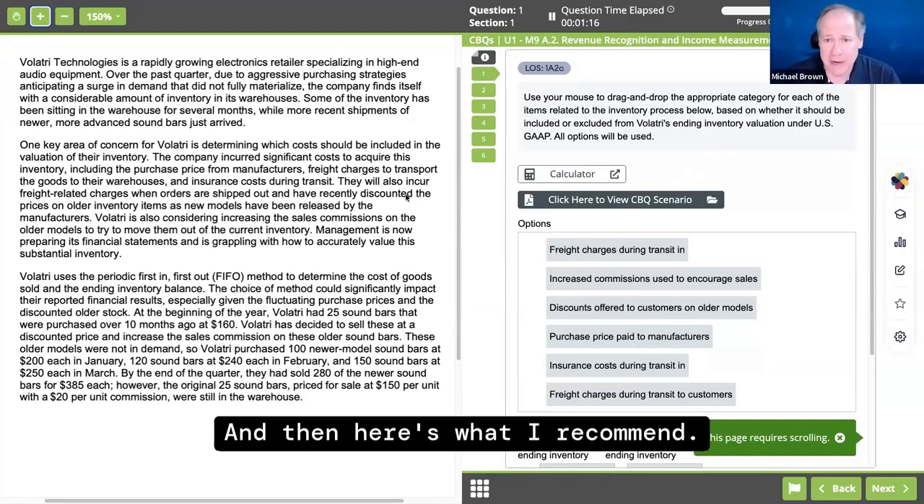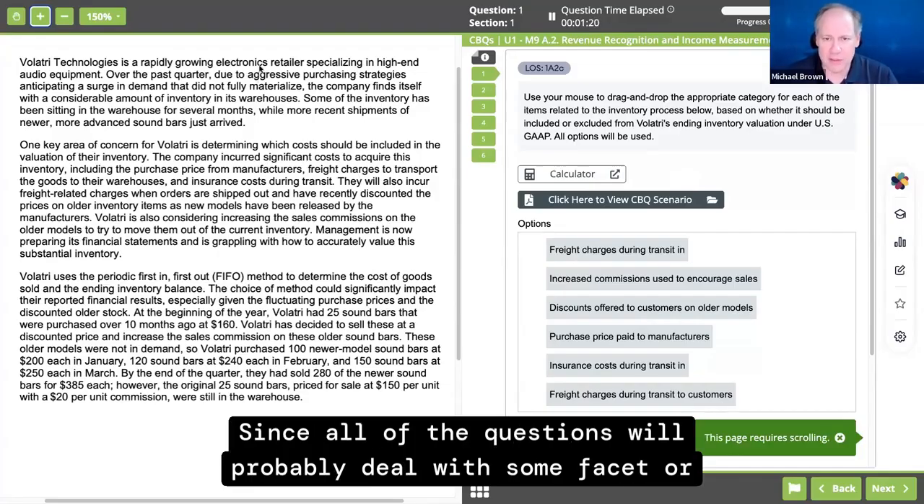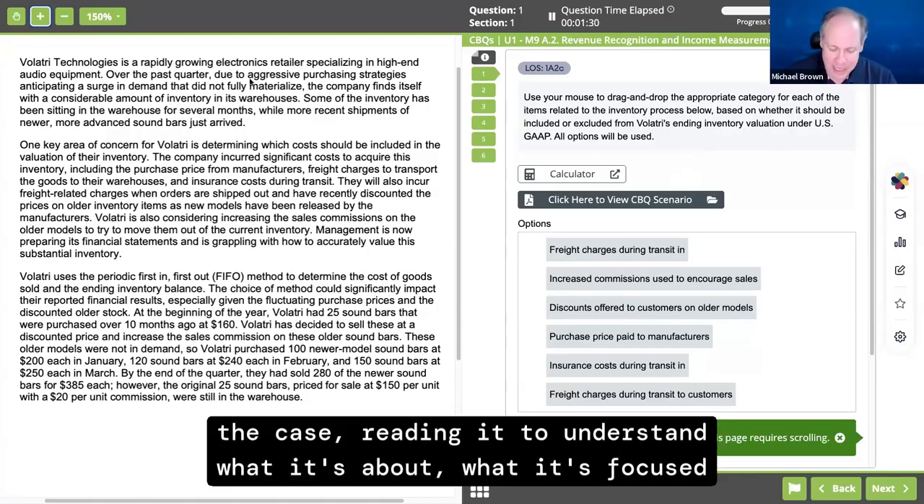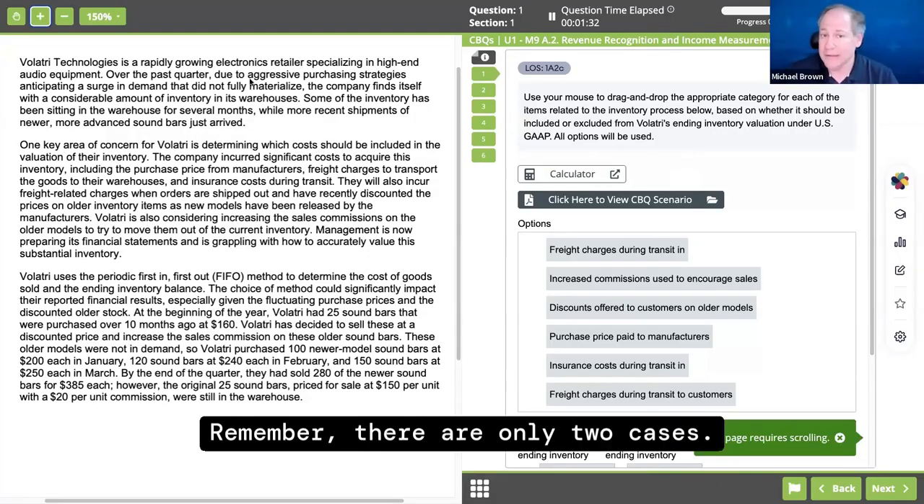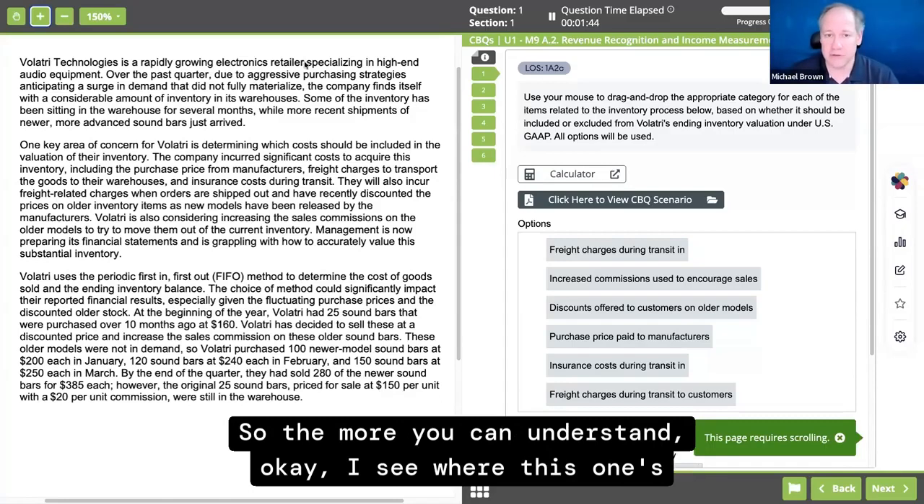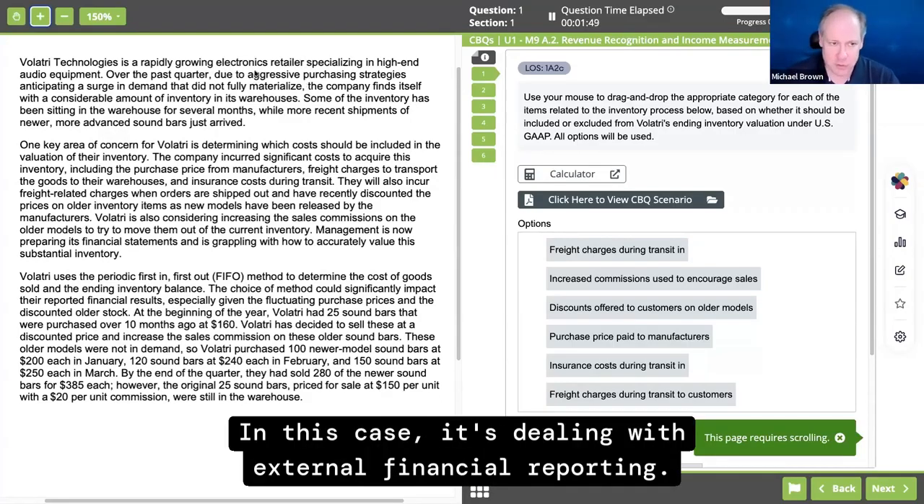And then here's what I recommend. I recommend going through the essay, right? Since all of the questions will probably deal with some facet of it, even if you don't necessarily absorb every little detail out of the case, read it to understand what it's about, what it's focused on. Remember, there are only 2 cases, despite 6 areas of content. So they're likely to focus in on just specific elements, not the entirety of the exam. So the more you can understand, okay, I see where this one's driving. In this case, it's dealing with external financial reporting.